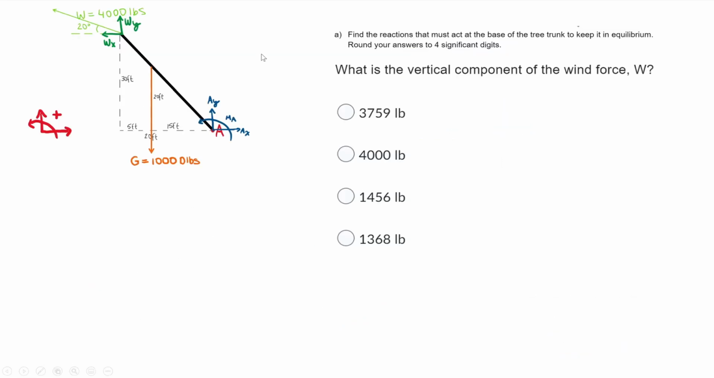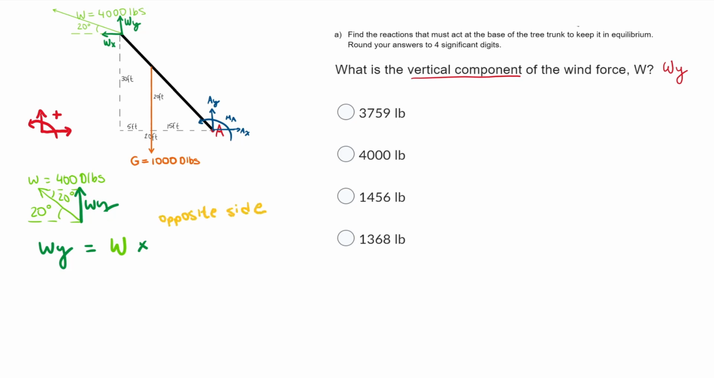So in part A, we're first going to look at the vertical component of the wind force, which we established as WY. So WY we can find by taking a look at W and using the angle of 20 degrees. So WY is equal to W times either cosine or sine 20 degrees. And how we know that it is sine 20 degrees in this case is because WY is on the opposite side of where the angle is located. So we use sine 20 degrees in this case.